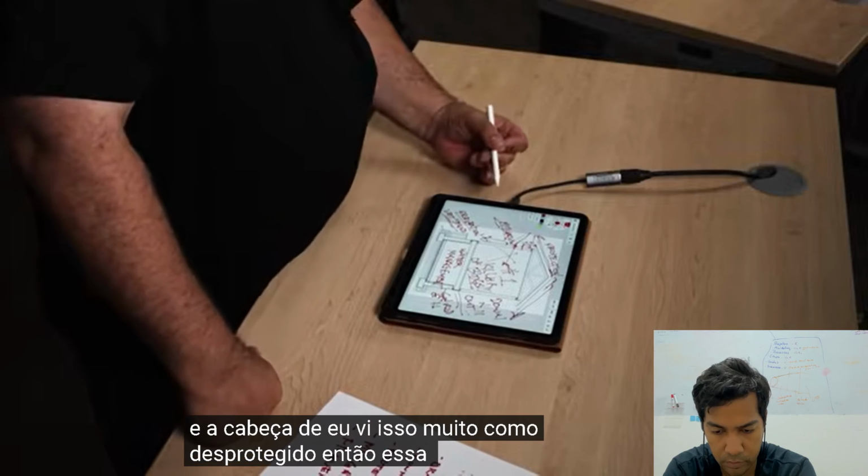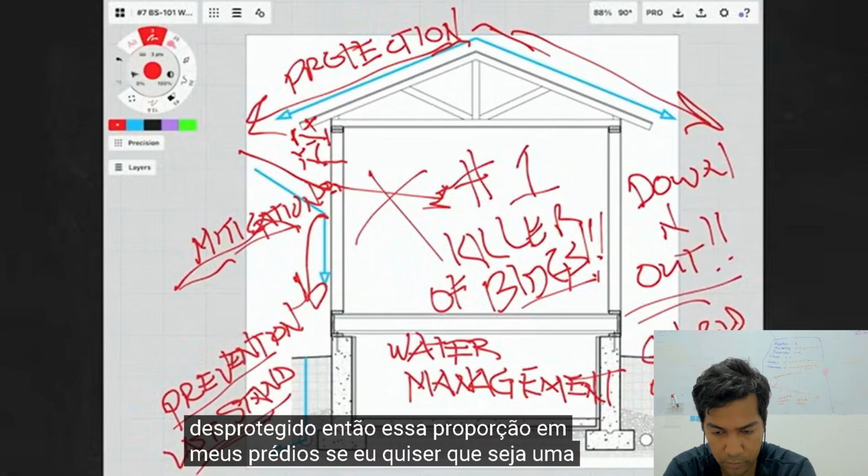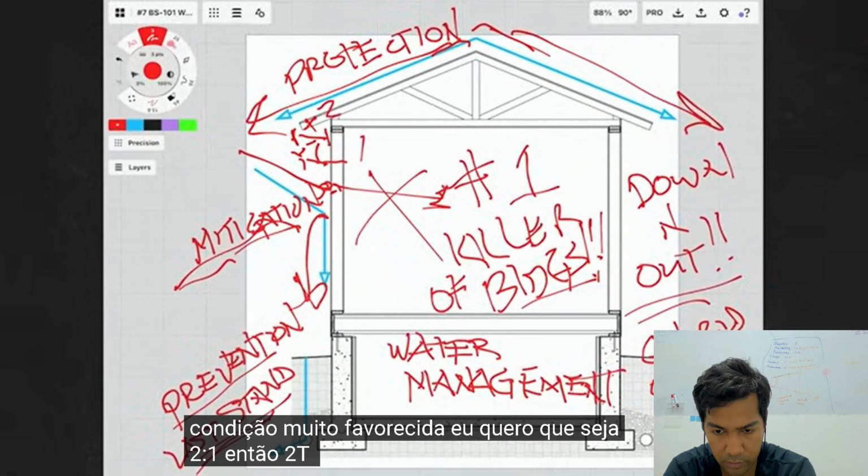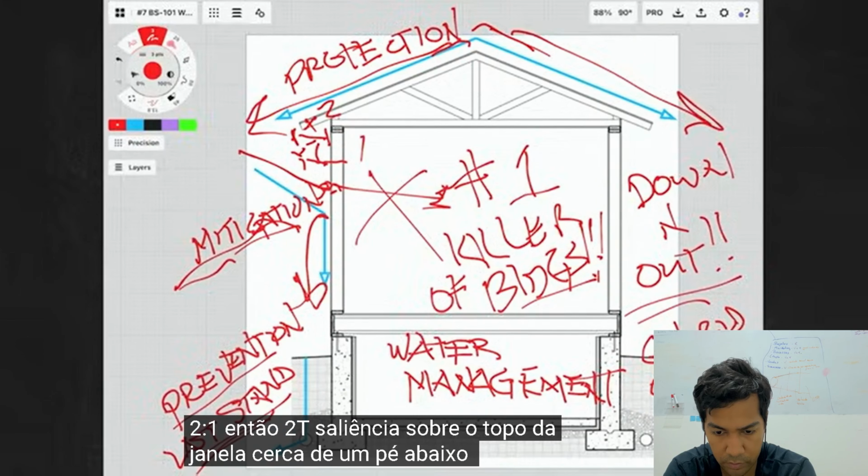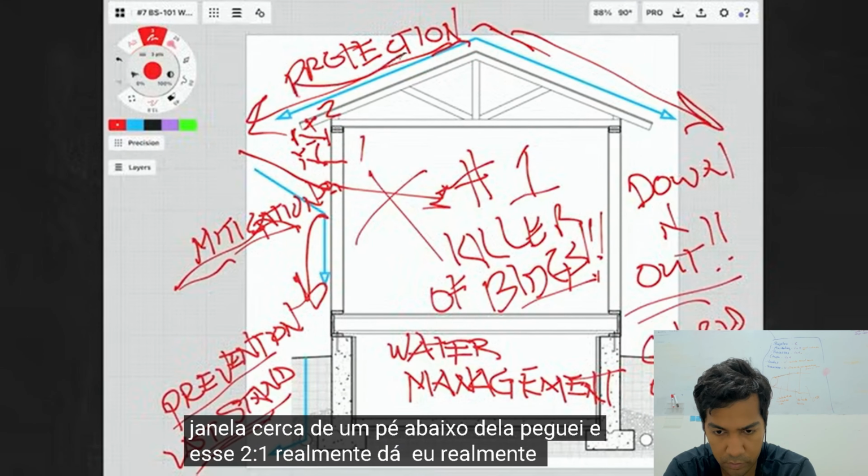Unprotected. So that aspect ratio, in my buildings, if I want it to be a very favored condition, I want it to be 2 to 1. So 2-foot overhang, about the top of the window, about a foot below it. Got it. And that 2 to 1 really gives me really good protection.